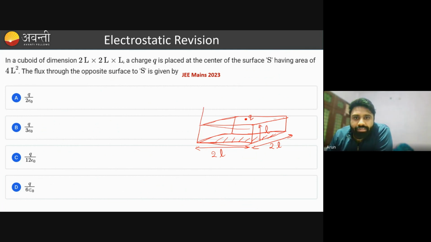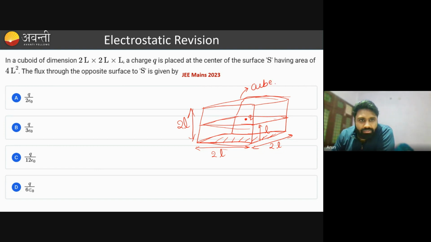So what we are going to do? We are going to make a similar cuboid of similar dimension, so that this charge is enclosed inside that. Now you can see this charge is enclosed by this cube, which has a height of 2L also. Okay. And this length is also 2L. This length is also 2L. So this will become a cube now.